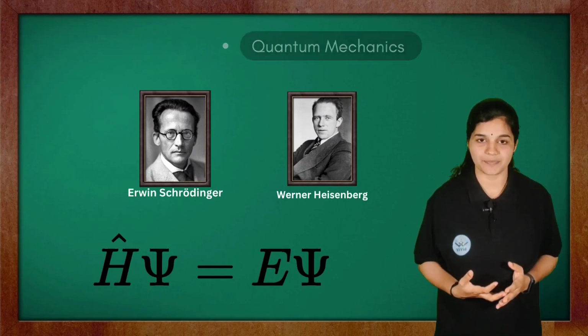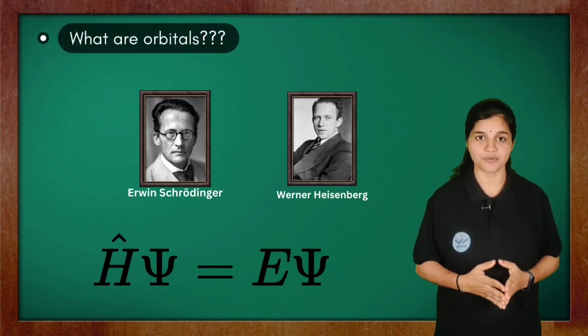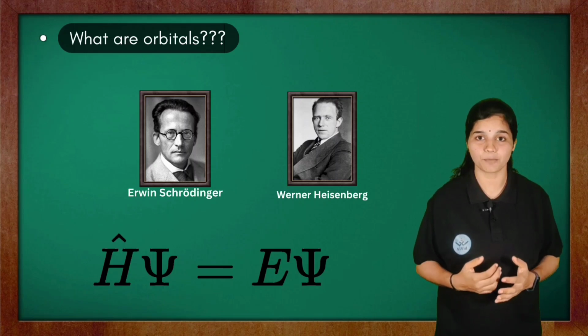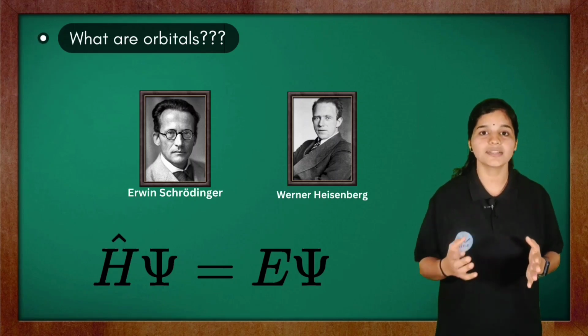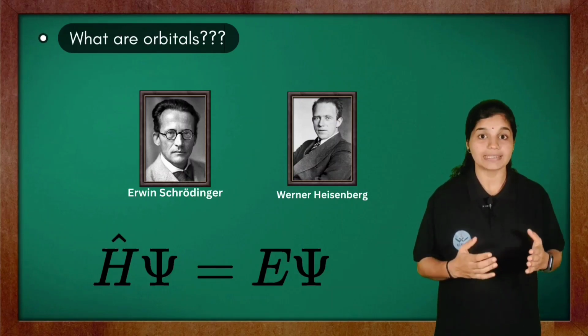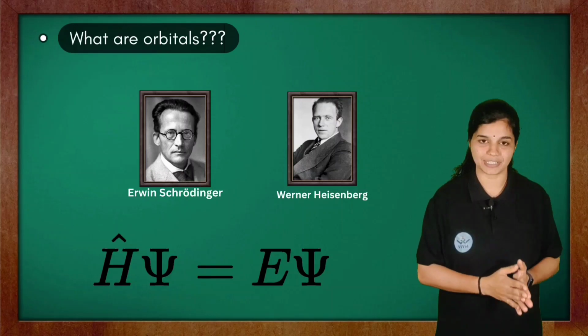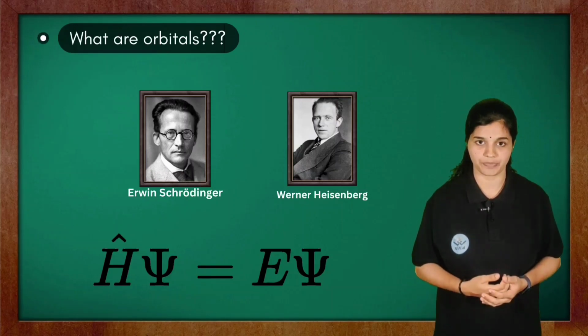What are orbitals? Orbitals are the 3D space around the nucleus where there is a maximum probability of finding an electron. A large number of orbitals are possible in an atom. These orbitals can be distinguished by their size, shape and orientation.